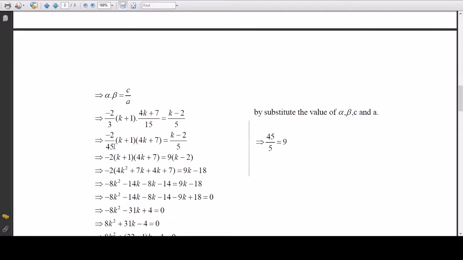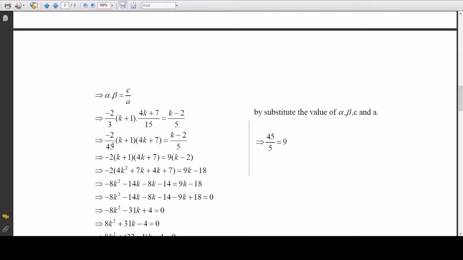Now do the cross multiplication. 45 cross multiplied to the other side means we have 45 by 5, which is 9, isn't it? So this is minus 2 times (k plus 1)(4k plus 7) equal to 9 times (k minus 2). Clear?